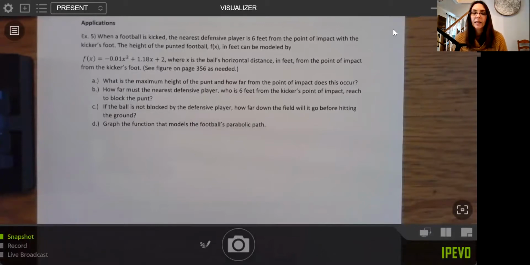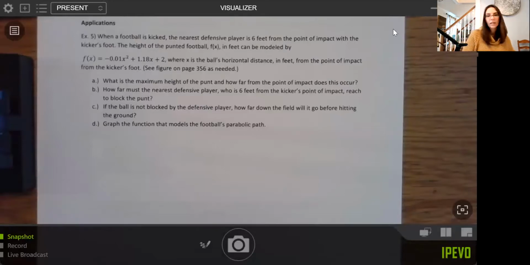So when a football is kicked, the nearest defensive player is 6 feet from the point of impact with the kicker's foot. And the height of the punted football, f of x in feet, is modeled by the following quadratic. It's negative 0.01 x squared plus 1.18 x plus 2. X is the ball's horizontal distance in feet from the point of impact from the kicker's foot. Now, there is a figure on page 356.